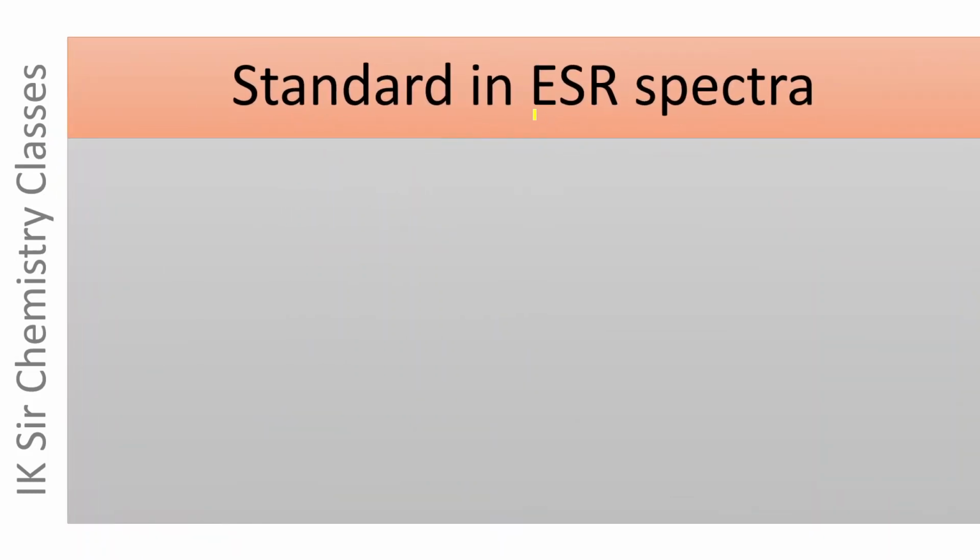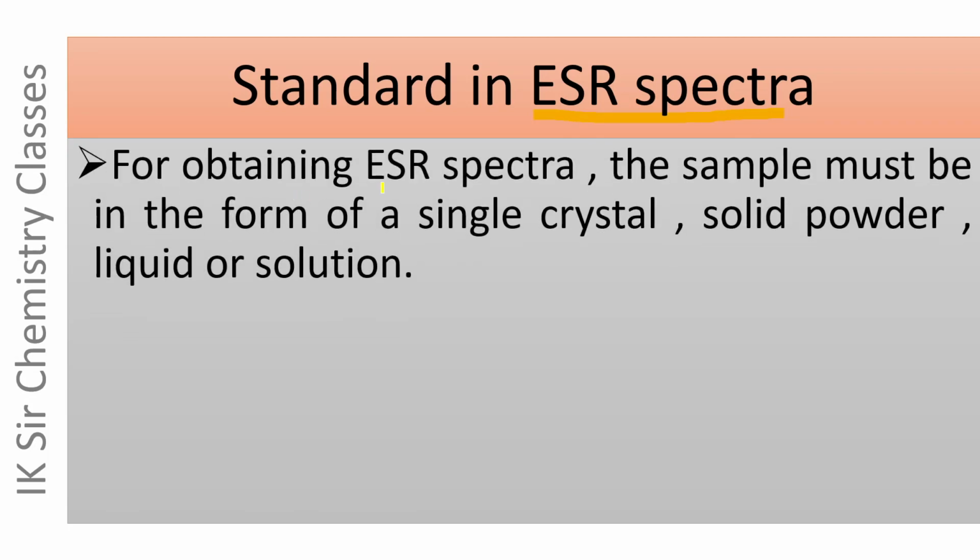A standard in ESR spectra. For obtaining ESR spectra, that is electron spin resonance spectra, the sample must be in the form of a single crystal, solid powder, liquid or solution. The sample whose ESR spectrum is to be scanned should be present in the form of a single crystal, solid powder, liquid or solution.